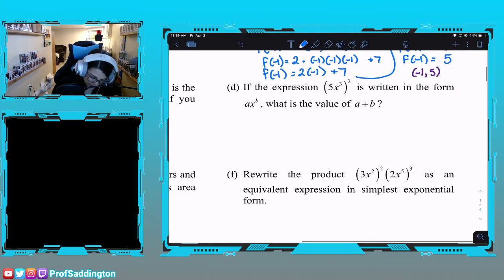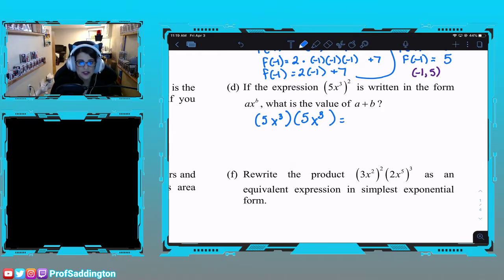Okay. Next is if an expression 5x cubed all squared is written in the form ax to the b, what is a plus b? So remember when we have a power to a power, we could expand it, but then you might recall the shortcut. So we have 5x cubed, and since it's squared, I'm going to write it out twice.